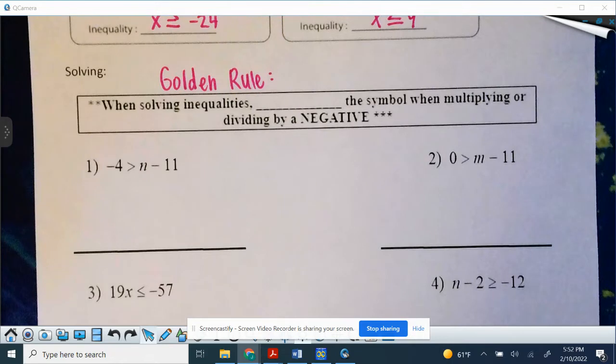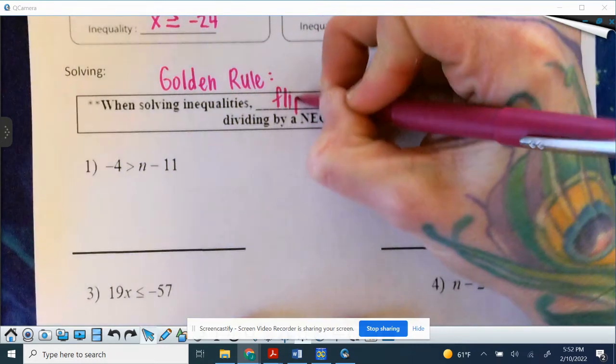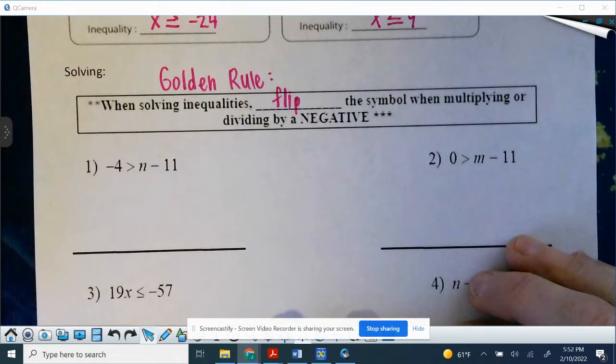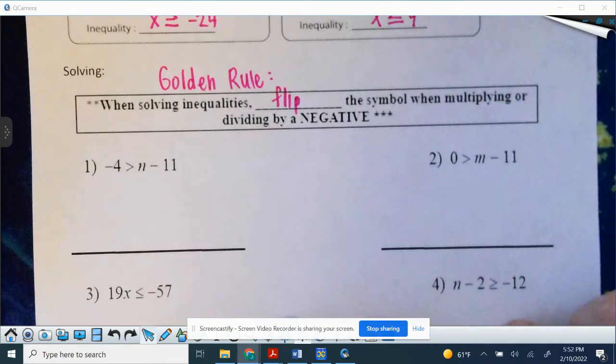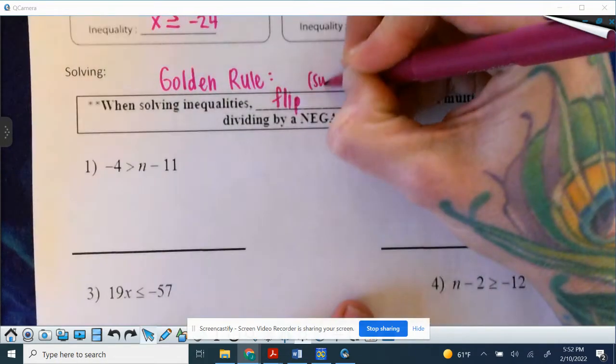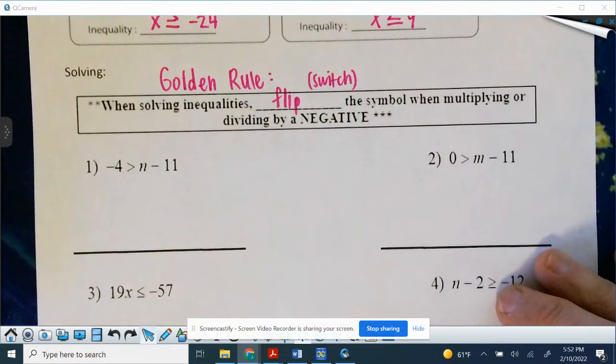So when you are solving inequalities, we are going to flip. And depending on the teacher, the video, Khan Academy, or whatever you're reading, it could be flip or it could be switch. Switch is the other word that people use. I know I use flip, so I'm making sure we say flip first, so that when I talk about it in future videos, you'll know what I'm talking about.